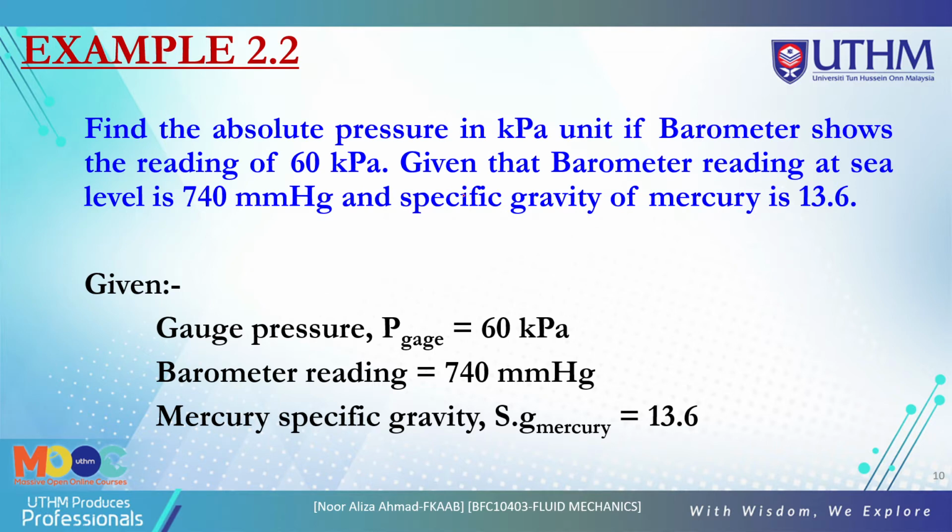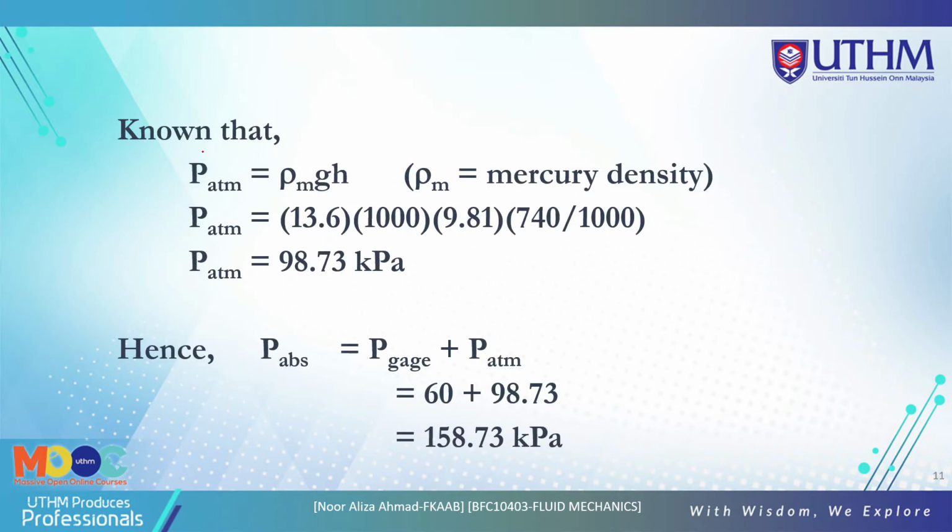Now we look at example 2.2. Find the absolute pressure in kilopascal if the gauge shows a reading of 60 kilopascal. Given that the barometer reading at sea level is 740 mmHg and the specific gravity of mercury is given. The data given is gauge pressure, barometric reading and mercury specific gravity. To get the atmospheric pressure, we use the density of mercury times g times h. The density of mercury is Sg mercury times the density of water, 1000, times g, 9.81, times h, 740 divided by 1000 to convert to meters. So we get P atmosphere is 98.73 kilopascal.